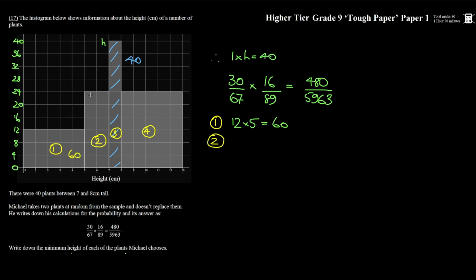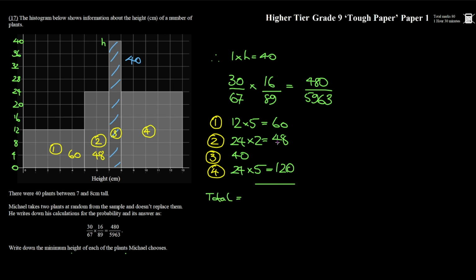Area 2. This is 24 times 2. So this is equal to 48 plants. We know that's 40. And area 4. And that's equal to 1, 2, 3, 4, 5 times 24, 120. So the total is equal to this lot added up: 160, 208, 268.